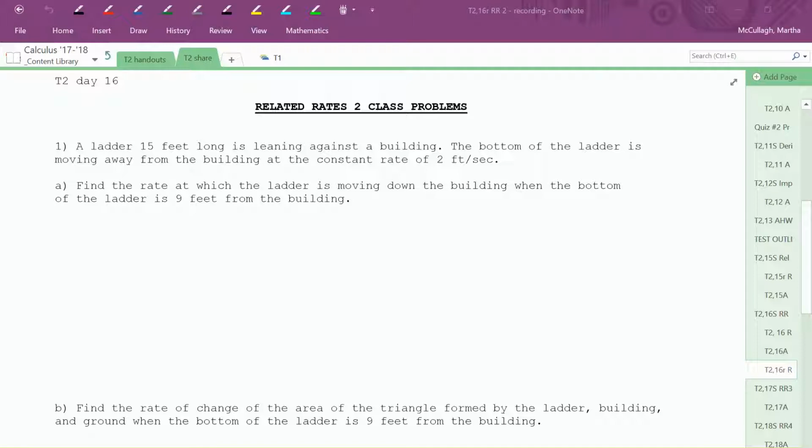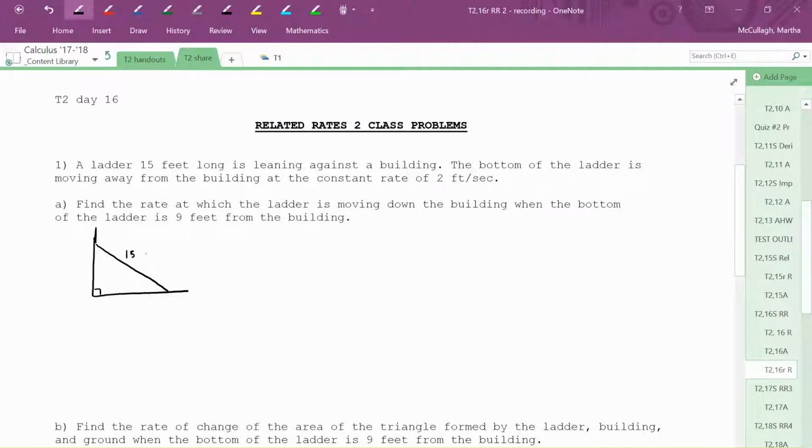So we have a building. We have the wall of the building. We have the floor of the building. And we've got this ladder that's leaning against the wall. It's reasonable to assume a right angle for this model. It's a 15-foot ladder. That's not going to be changing. That's a constant 15 feet. The bottom of the ladder is moving away from the building at a constant rate of 2 feet per second.